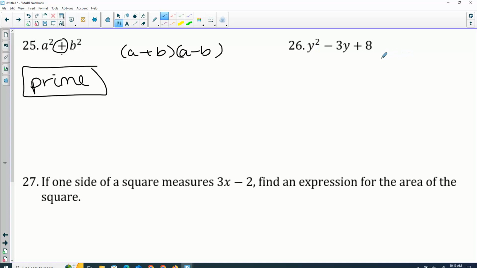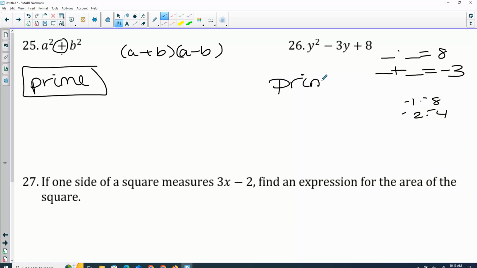Okay, when I look at 26, I need things that multiply to 8 and add to -3. Things that multiply to 8: 1 and 8, 2 and 4. If they add up to a positive, their signs are the same. Do either of those add up to -3? So what does that tell me? So if you can't factor it, they are prime.